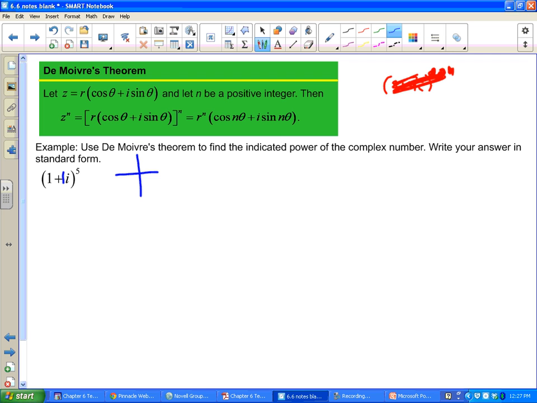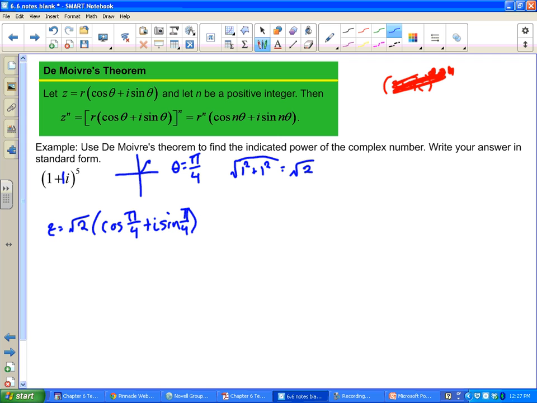And so if we think about where that point is right here, okay, then that tells us, hey, the theta should be pi over 4, and it tells us that our magnitude, or our modulus, or absolute value of it, should be 1 squared plus 1 squared, which is the square root of 2. And so we can write z as the square root of 2 times cosine pi over 4 plus i sine pi over 4. And now we can fill into this formula.